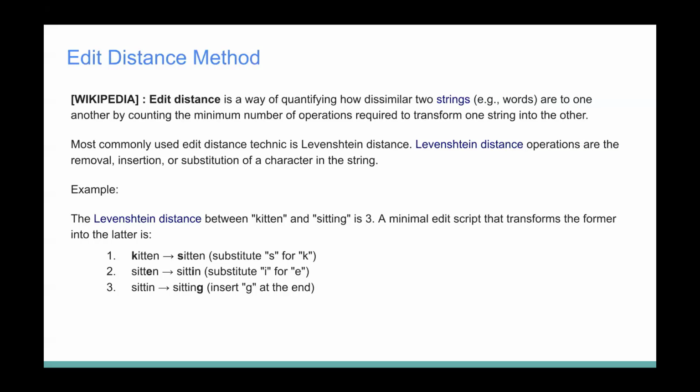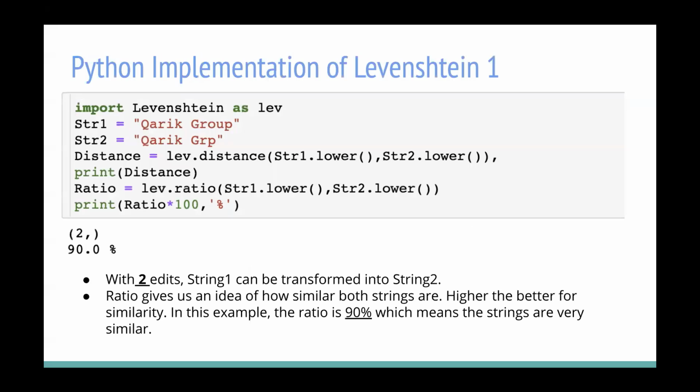Now let's look at some of the Python implementation of Levenshtein distance. The first one is the library Levenshtein itself. So here we have two strings, Carrick Group as string 1 and Carrick with a typo in string 2. And here we can see the Levenshtein distance is giving it as 2. So that means in 2 edits or 2 operations, string 1 can be converted into string 2.